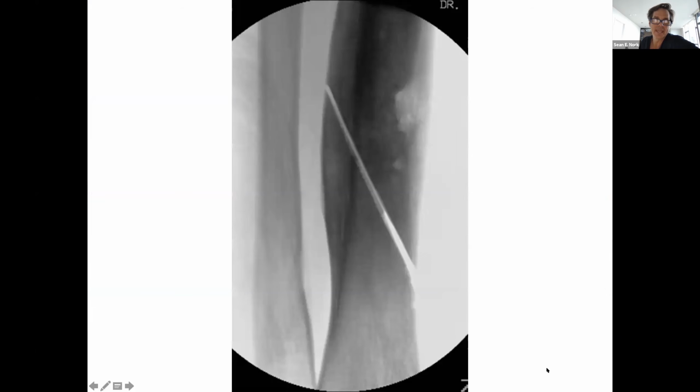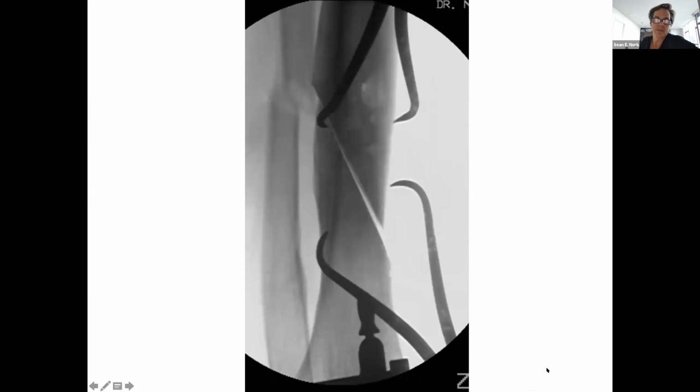That's what it looks like on the AP. And once again, that was the cut. We gained a little bit of length. We were trying to get about 6 millimeters of length to make up for his 13 millimeter limb length inequality, 7 millimeters of which were going to be corrected just by the geometry of correcting the varus deformity.